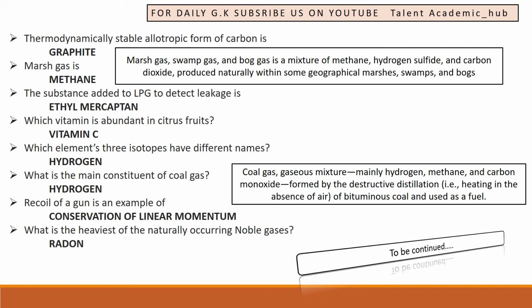The substance added to LPG to detect leakage is ethyl mercaptan. This is a very important question. The substance added to LPG to detect gas leakage is mercaptan. Which vitamin is abundant in citrus fruits? It is vitamin C. Vitamins are a very important topic.